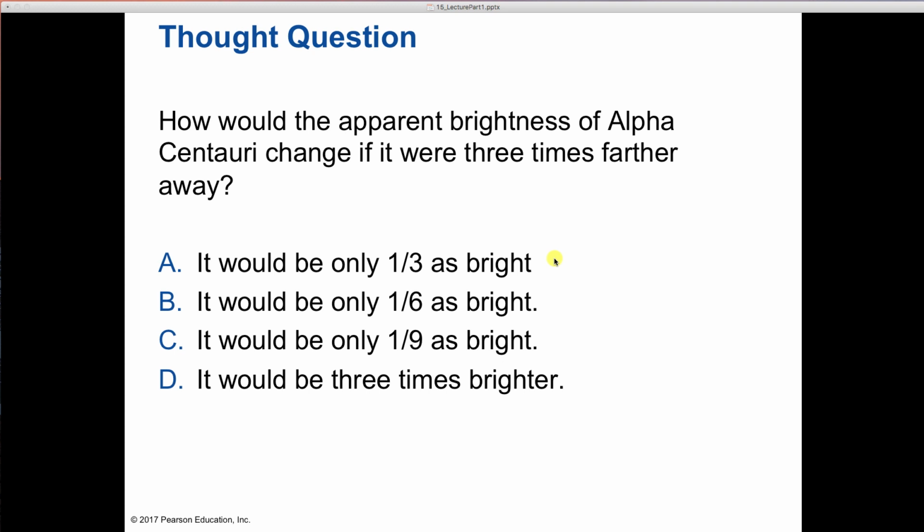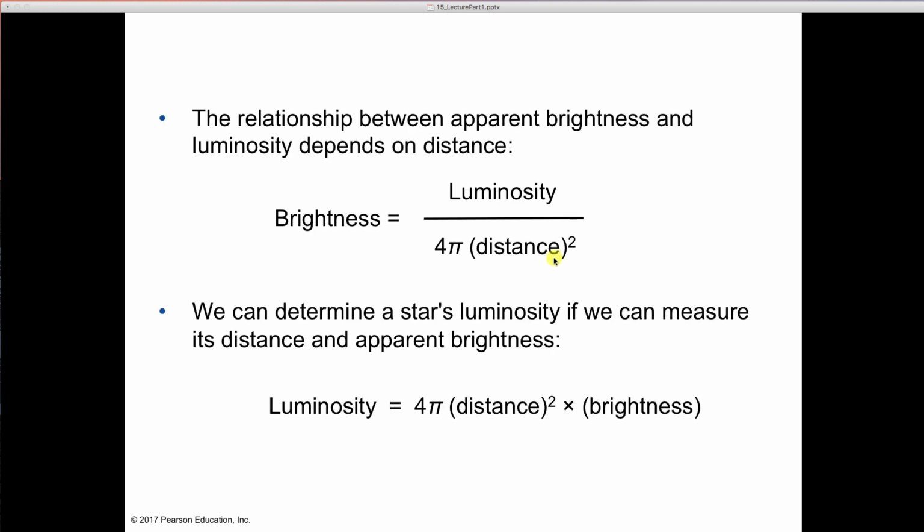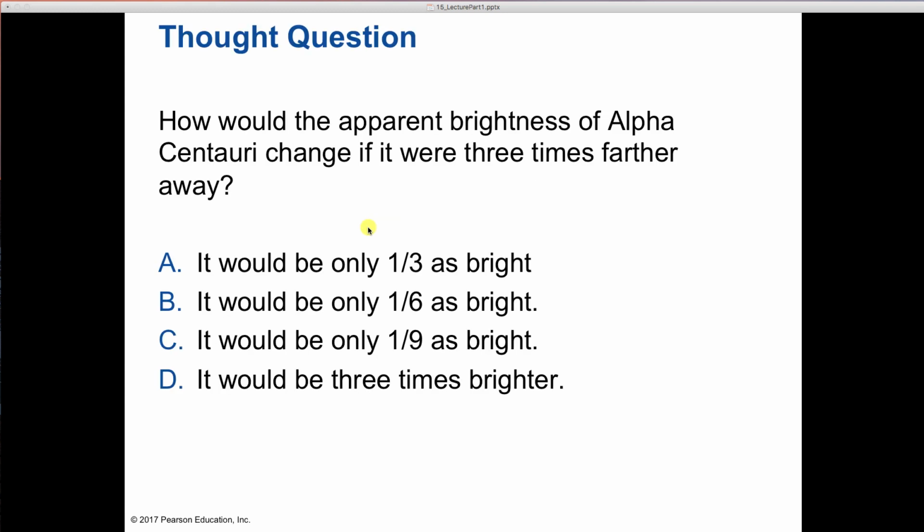So how would the apparent brightness of Alpha Centauri change if it were 3 times farther away? Right now it's a certain distance, and it looks to be a certain brightness. But what if we made its distance 3 times farther than it actually is? Changing the distance by a factor of 3, you're going to get 3 squared in the bottom. That's going to change the brightness by a factor of 1/9. It's going to be 9 times dimmer than it was before. So it would be only 1/9 as bright.